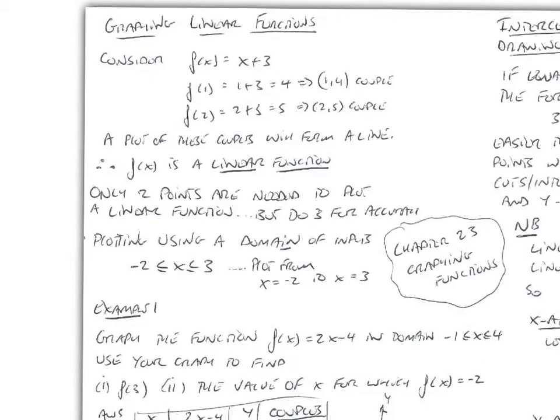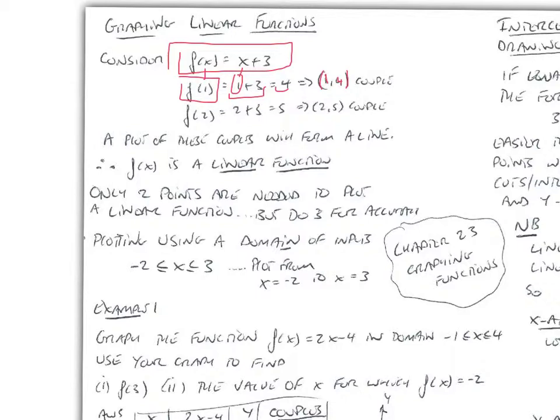Okay, so let's talk about graphing linear functions. If you consider the function f of x is equal to x plus 3, and I let x equal 1 and put 1 in where I see x in the function, f of 1 would be 1 plus 3, which is 4. I would have generated a couple of x equal to 1 and f of 1, or f of x, or y, equal to 4.